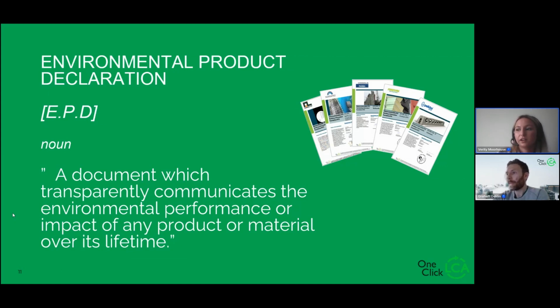It's essentially an externally verified and standardized description of the environmental profile of a product or material over its lifetime. It helps to transparently communicate a product's environmental impact and provides a summary of the cradle to grave emissions. And it's considered a type 3 environmental label.